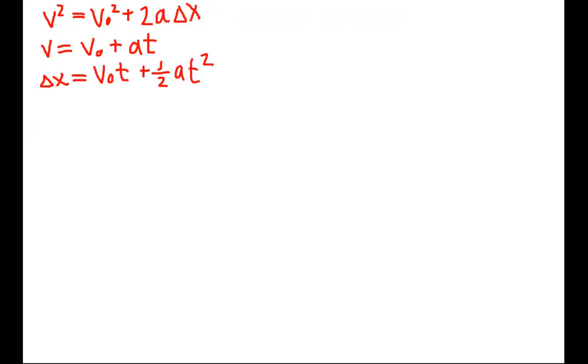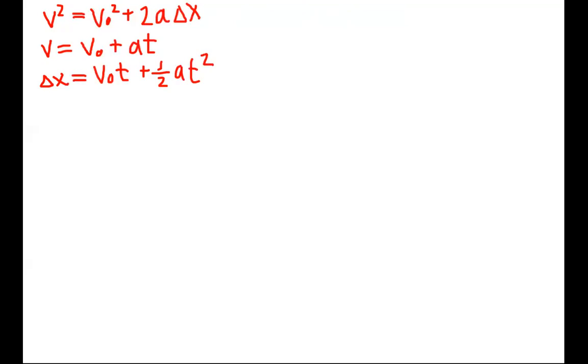We use these ones mainly in describing motion. The important thing to remember about kinematic equations is we can only use them if we have a constant value for acceleration. Otherwise, they are no longer applicable.